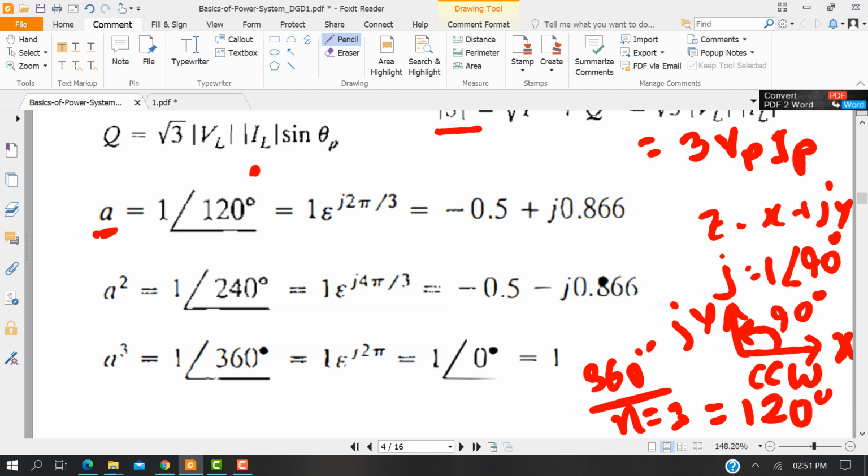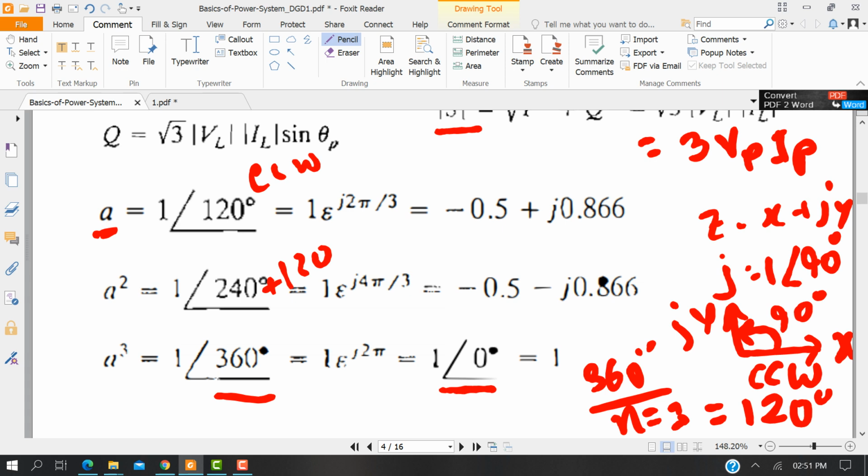The reference value is the counterclockwise direction. The second one is 240, and the third one is another 120 added, so you get a similar one. This is the third, and after 360 the cycle remains the same.